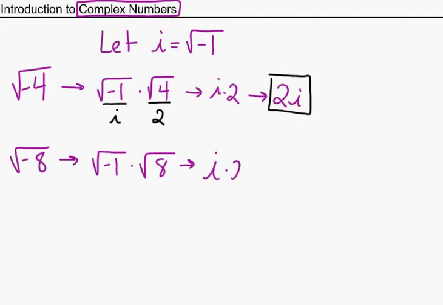The square root of 8 we know is 2 root 2. I could accomplish that with a factor tree. So in the end, if I clean it up a little, I would have 2i root 2, which signifies an imaginary quantity.